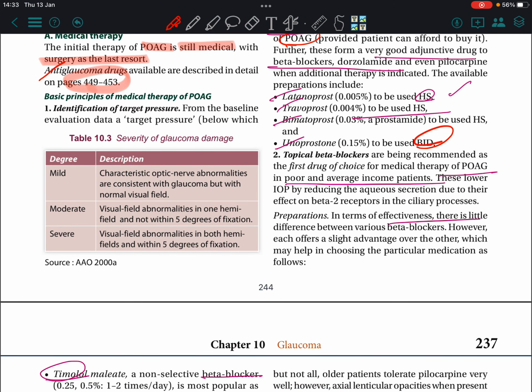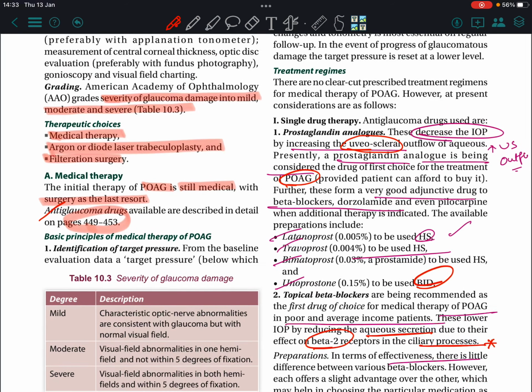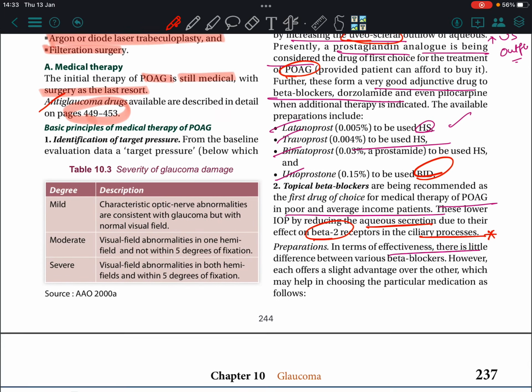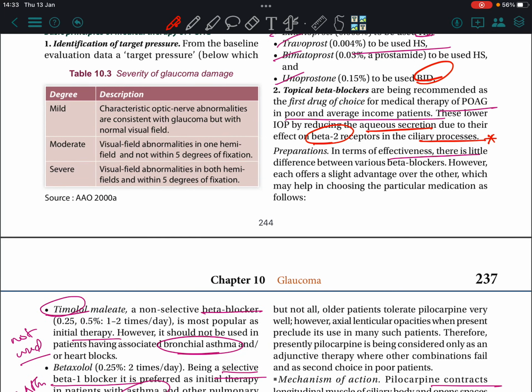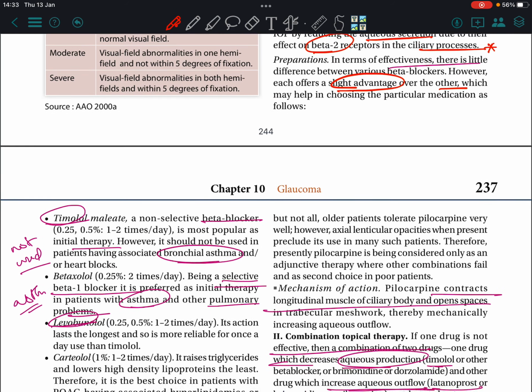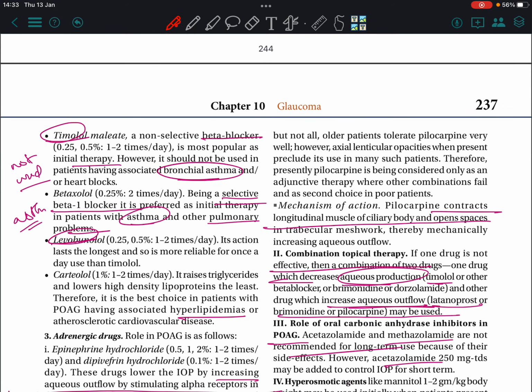Topical beta blockers lower IOP by reducing aqueous secretion due to their effect on beta 2 receptors in the ciliary process. In terms of evidence, there is little difference between the various preparations. However, each offers a slight advantage over the others, which may help in choosing the particular medication. Timolol is the most preferred drug. It's a non-selective beta blocker.